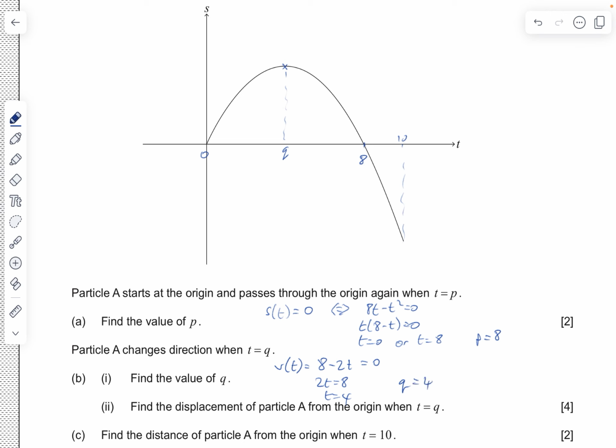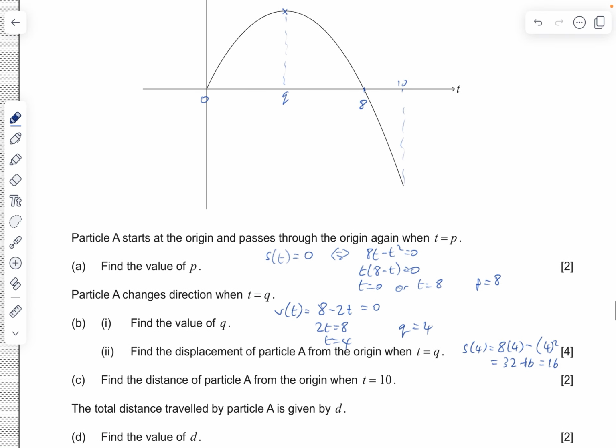Find the displacement of the particle from the origin when t equals 4. So we need to put t equals 4 back into this equation, which is my displacement. So now I want S of 4, which is 8 times 4, subtract 4 squared, which equals 32, subtract 16, equals 16. It's in meters, yeah.